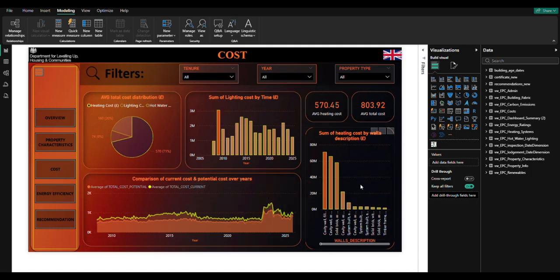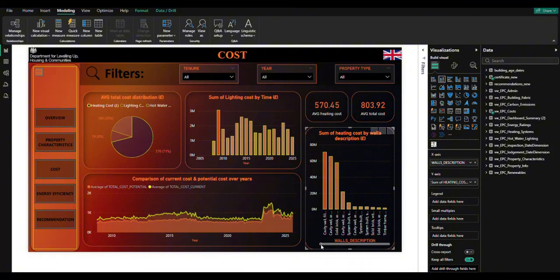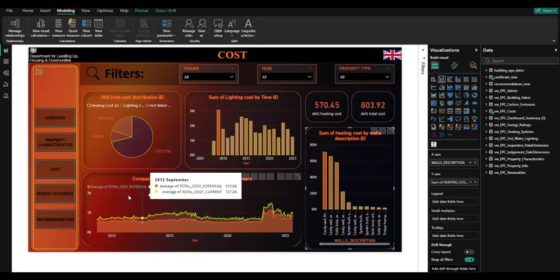On the right, there's a bar chart showing the sum of heating costs by walls description. Cavity walls with insulation show the highest total heating cost at around 70 to 80 million pounds, followed by solid brick walls. This reflects both the prevalence of these wall types and their energy performance.